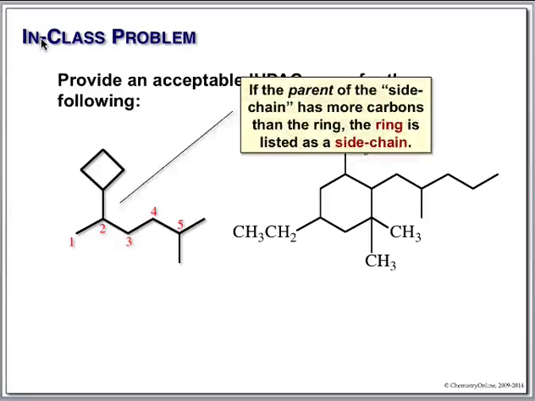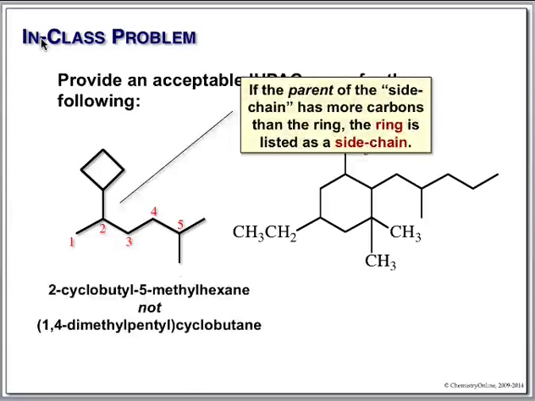Well, start numbering down here, because cyclobutyl comes before methyl alphabetically. So what we have here is a hexane, six carbons in our chain here. In carbon two, we have a cyclobutyl substituent. In carbon number five, we have a methyl. Simply string them together. 2-cyclobutyl-5-methylhexane.